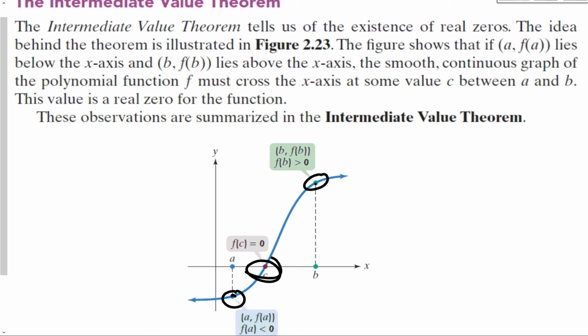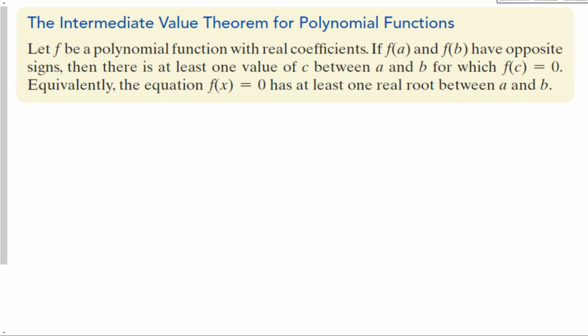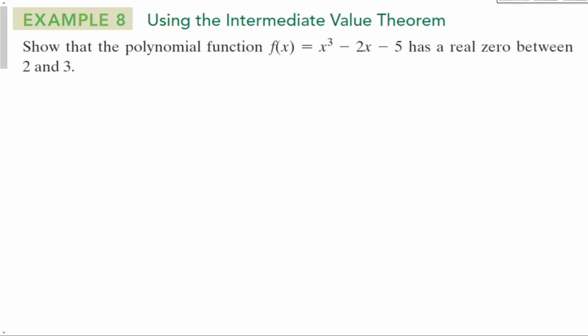Now this is not super useful, okay? Other theorems are a little bit more useful when you come to a graph, but it is important to know what's going on. So let f be a polynomial function with real coefficients. If f of a and f of b have opposite signs, there's at least one value of c between a and b for which f of c is equal to 0. So if you calculate f of a and f of b, and they're opposite signs, there's a 0 somewhere in between.